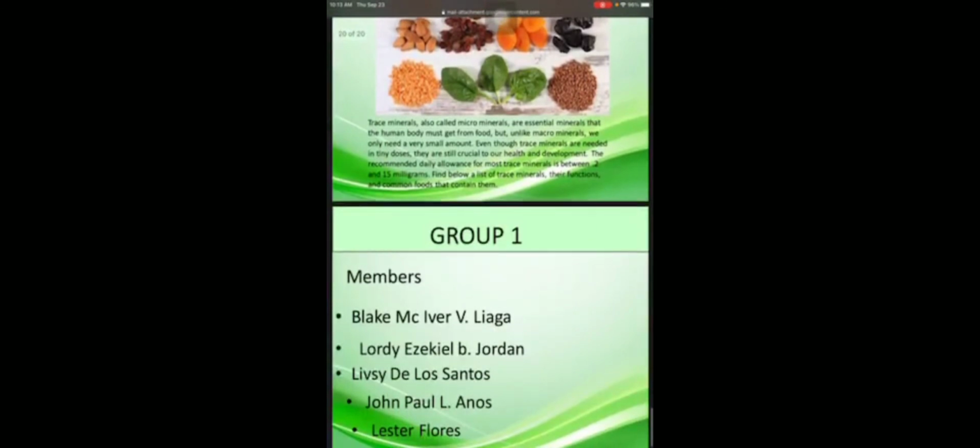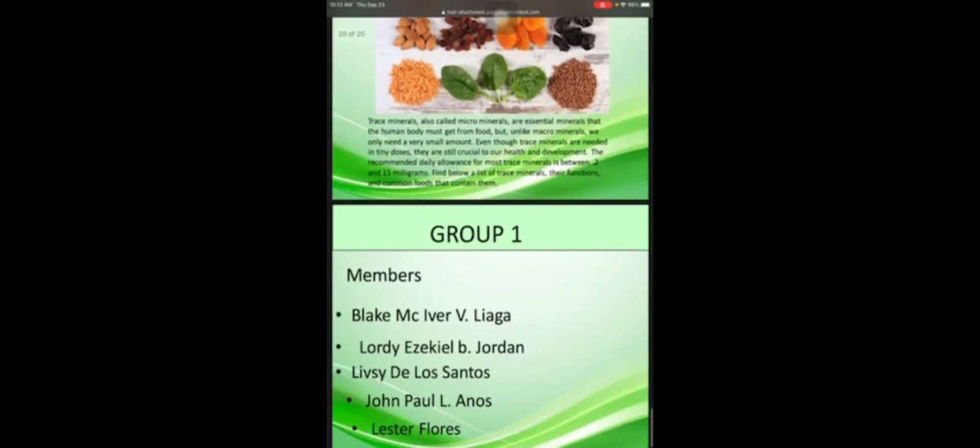Trace minerals are essential minerals that the human body must get from food. But unlike macrominerals, we only need a very small amount. Even though trace minerals are needed in tiny doses, they are still crucial to our health and development. The recommended daily allowance for most trace minerals is between 0.2 and 15 milligrams. Find below a list of trace minerals, their functions, and common foods that contain them.